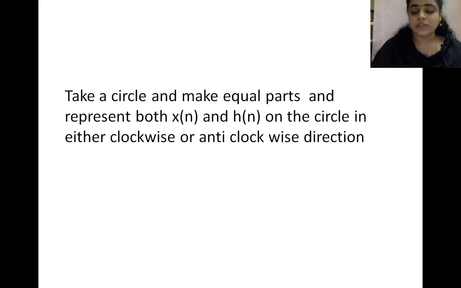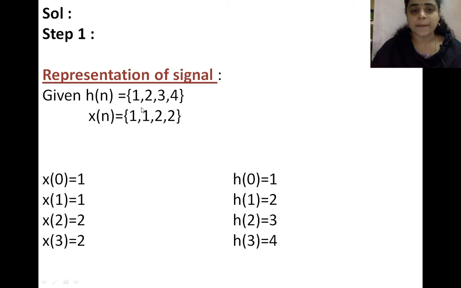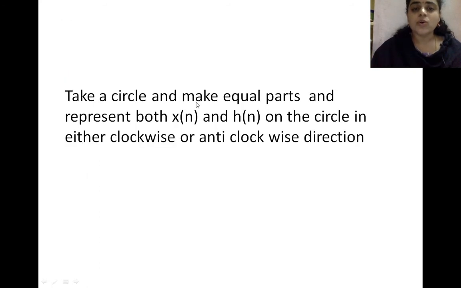So we are having 4 samples. Length of h of n is 4 and length of x of n is also 4. So we have to make 4 equal parts on the circle. We have to mark those 4 equal parts on the circle, and we have to represent the same thing for x of n and the same thing for h of n, okay, either clockwise or anti-clockwise direction.